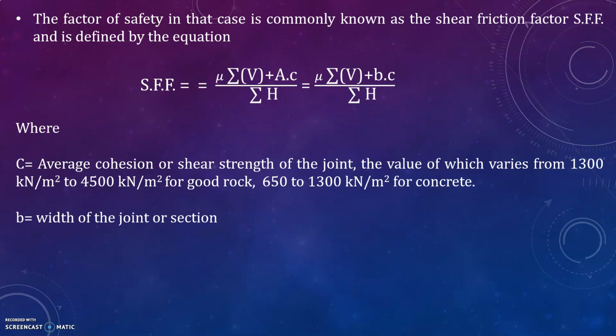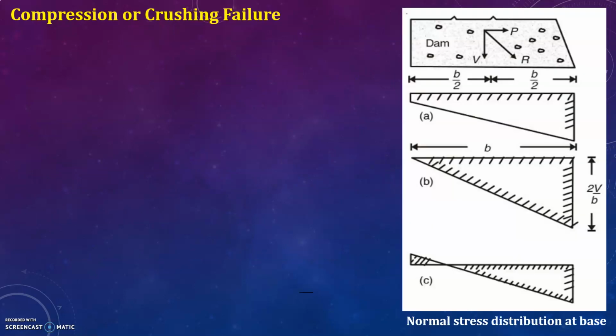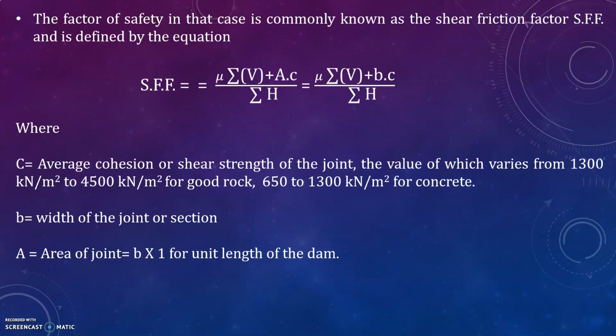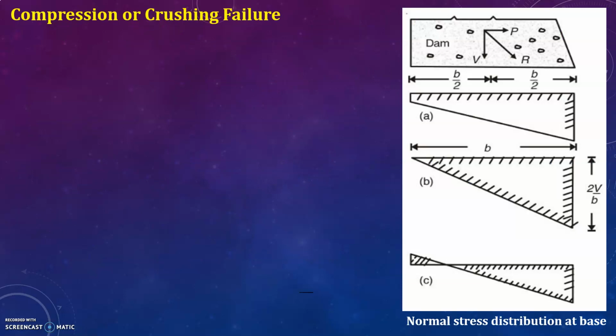B is width of joint or section. A is area of the joint, that is equal to B into 1 for unit length of dam. This is about the sliding. Next one is compression or crushing failure.